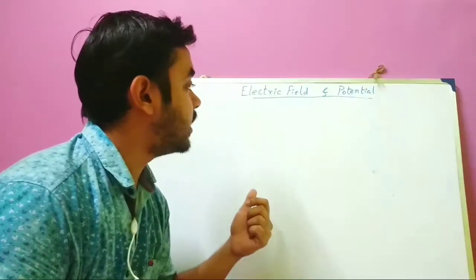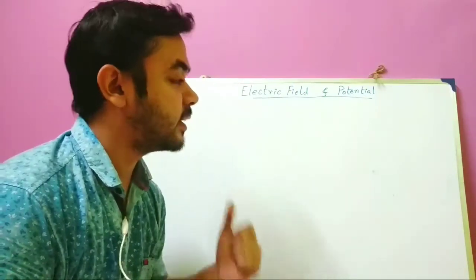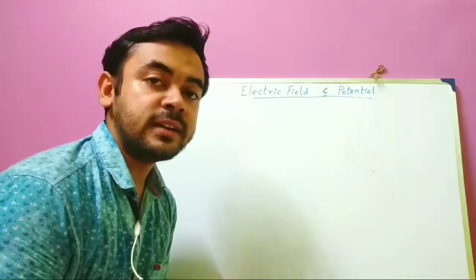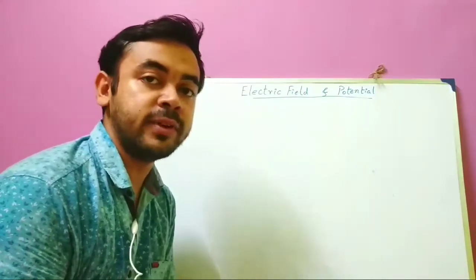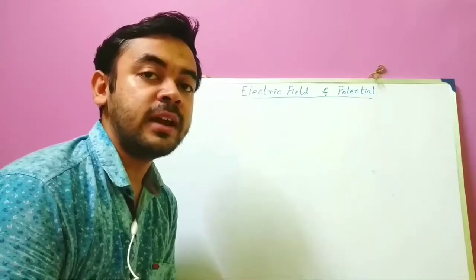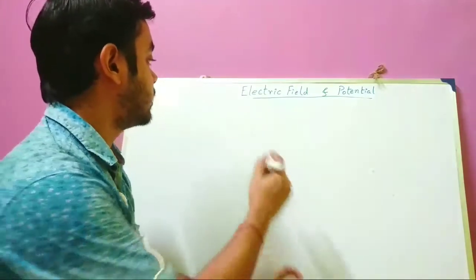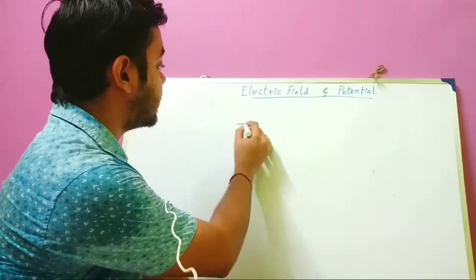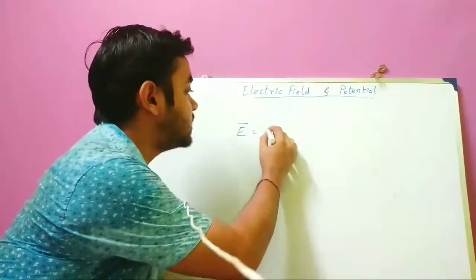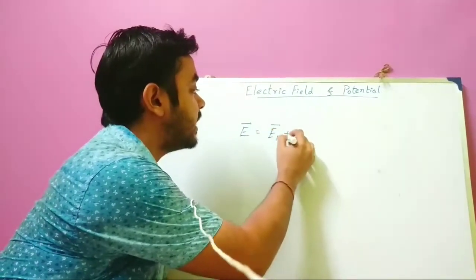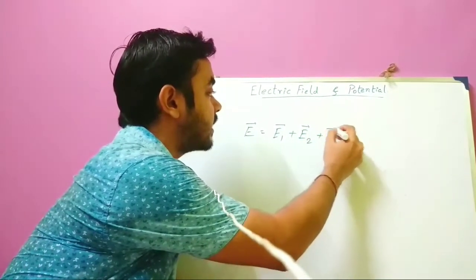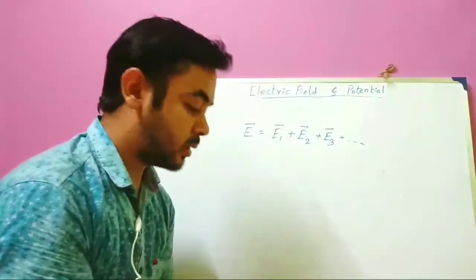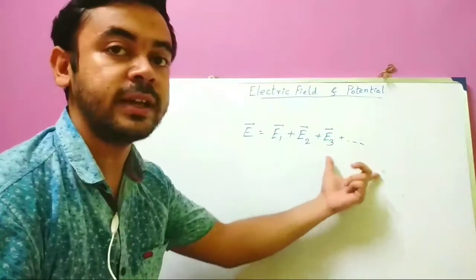Our next point is superposition of electric fields. The resultant electric field intensity at any point due to various electric fields is the vector sum of those electric fields. This is the resultant electric field intensity, which is the vector sum of the various electric field intensities acting at that point. E equal to E1 plus E2 plus E3 and so on.